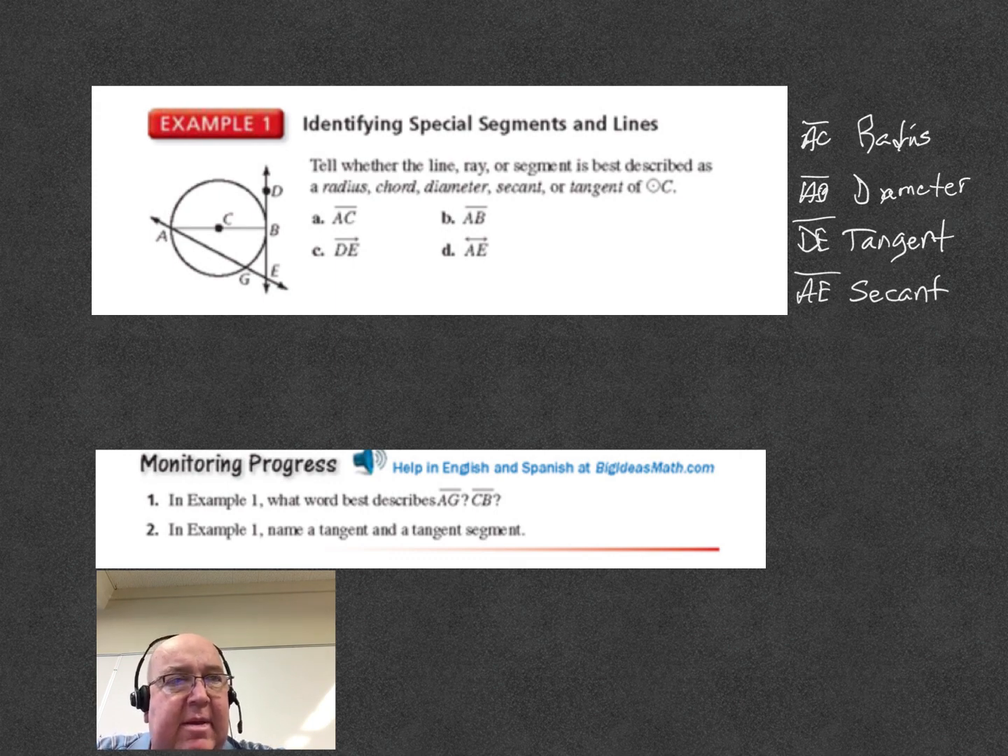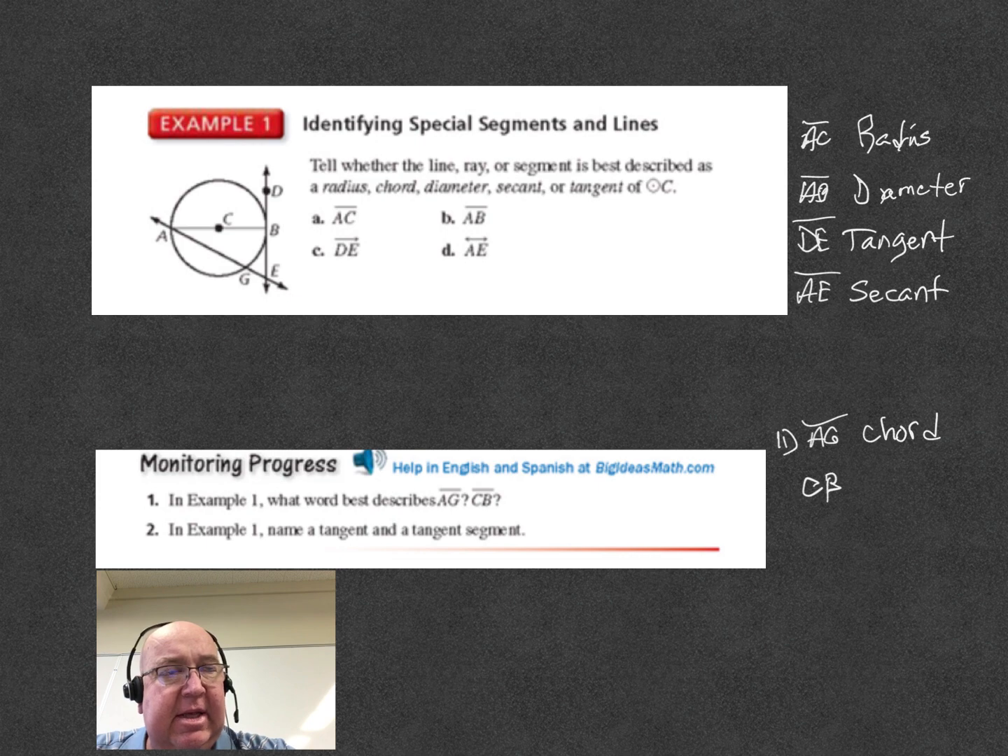And number 1, AG is a chord. It ends on the circle. CB is also a radius. And number 2, example 1, I'm thinking the tangent, they're asking for the point of tangency, which is going to be B, and a tangent segment is going to be BD.